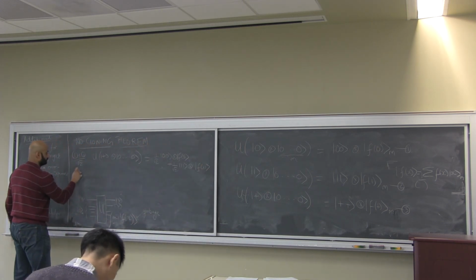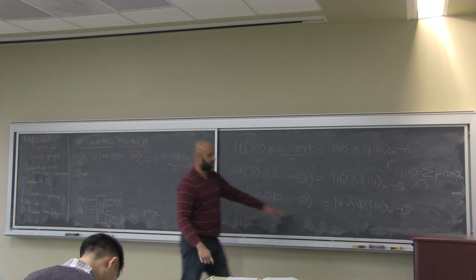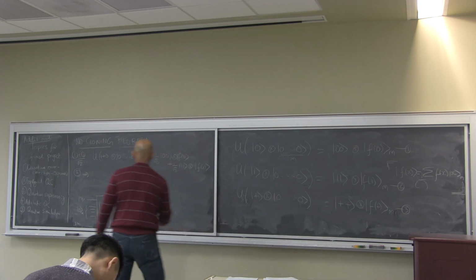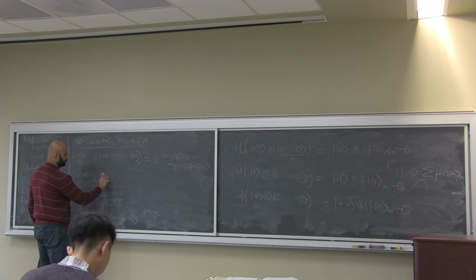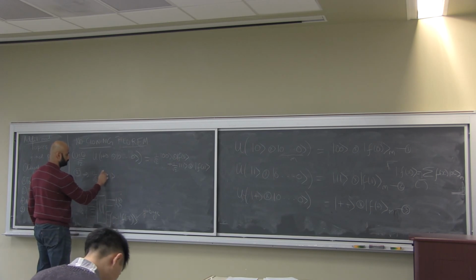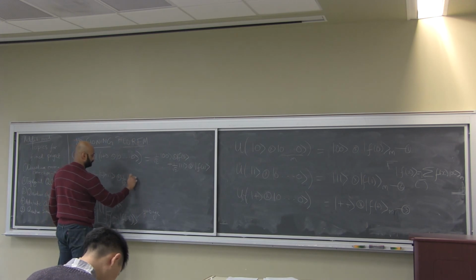Okay? But number 3, which is this equation, I can expand it. So what is that going to expand to on the right-hand side? Well, it's 1 over root 2, 0 plus 1, times 1 over root 2, 0 plus 1.